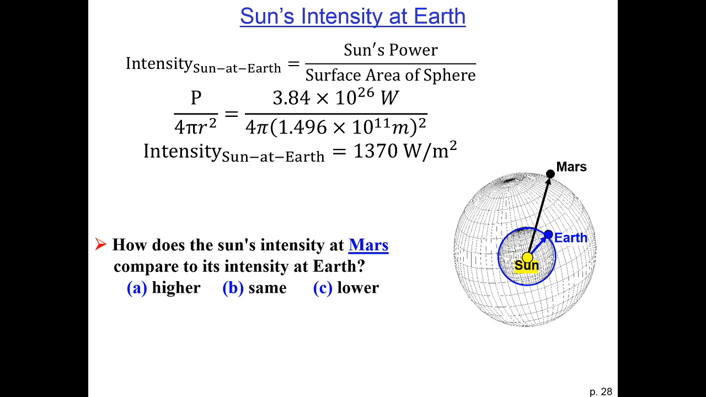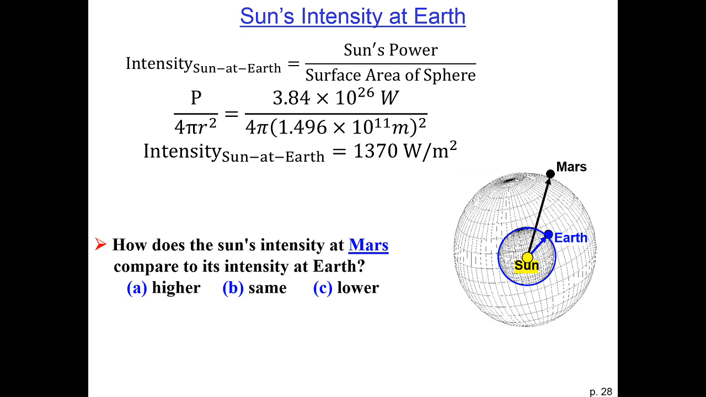A good example is the power from the sun. So how much power per surface area hits the Earth? Well, the intensity of the sun at the Earth is the total power of the sun divided by the surface area of a sphere that has a radius of the distance from the sun to the Earth. So we can calculate the intensity.